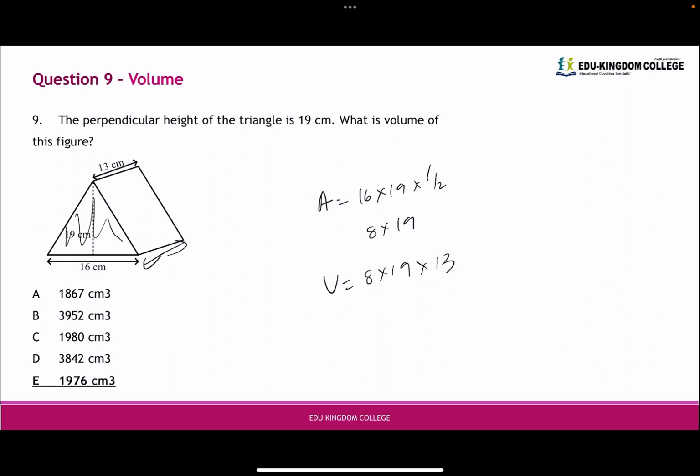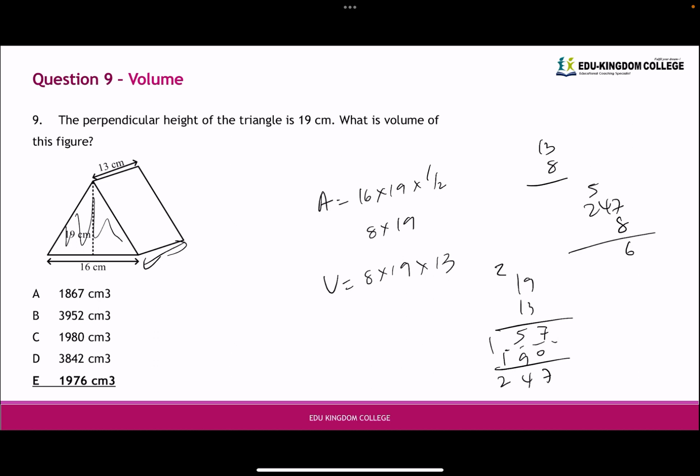So let's try and do this together. 13 times 8 is what? Actually, let's do 19 times 13 first. 3 times 9 is 27, 3 times 1 is 3, plus 2 is 5, then 1 times 9 is 9, and then 1, giving 247. 247 times 8: 7 times 8 is 56, 4 times 8 is 32, plus 5 is 37, and then 8 times 2 is 16, plus 3 is 19. So 1976 should give you E.